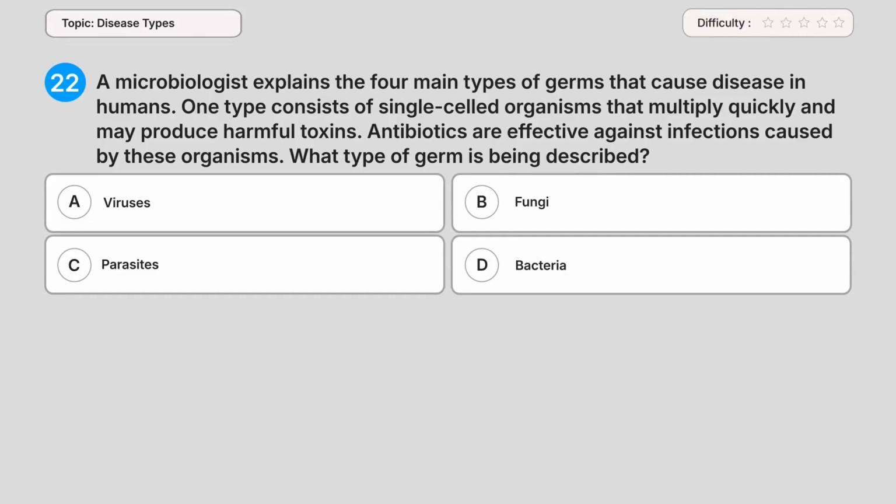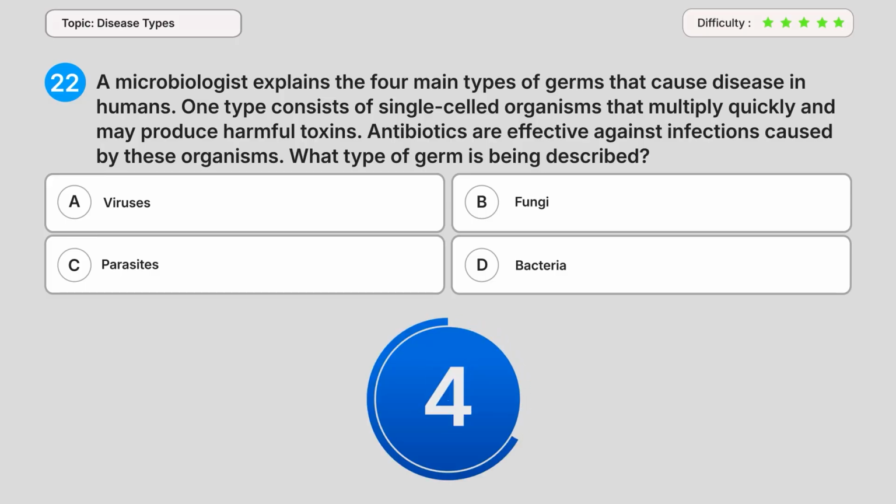22. A microbiologist explains the 4 main types of germs that cause disease in humans. One type consists of single-celled organisms that multiply quickly and may produce harmful toxins. Antibiotics are effective against infections caused by these organisms. What type of germ is being described? A. Viruses. B. Fungi. C. Parasites. D. Bacteria. Do you know the answer?